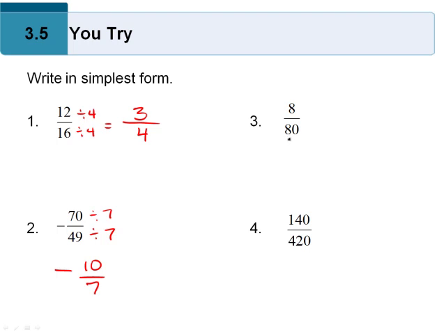All right, what about 8 and 80? Well, 8 will go into both of those. So I'm going to divide by 8 on the top, divide by 8 on the bottom, and that's going to give me 1. And 80 divided by 8 would be 10, so 1/10.